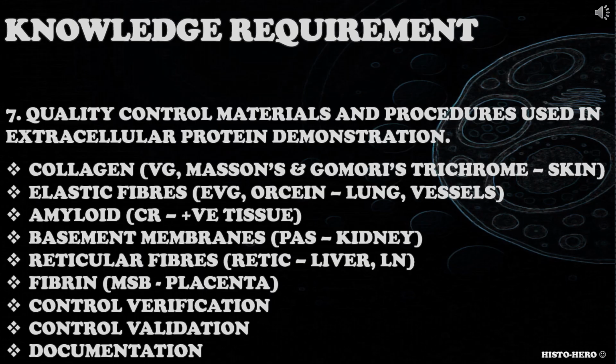When addressing this knowledge requirement, candidates should consider collagen and stains like Van Gieson, Sirius red trichrome or Masson trichrome, elastic fibers and stains like EVG or Orcein, amyloid and Congo red stain, basement membranes and PAS stain, reticular fibers, and Gordon and Sweet reticulin stain, fibrin and MSB stain, possible control material, verification and validation, documentation and so on.